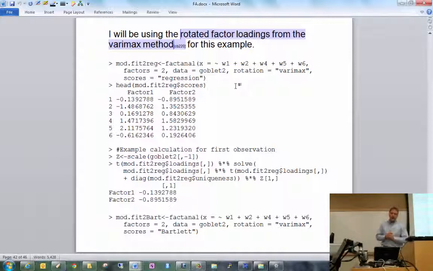Just a quick note before we look at these scores. Note that we've used the factanal function essentially 3 times to estimate what amounts to the same model. In practice, you wouldn't do that. In practice, you would just use this call to the function. I had three different calls because I was trying to illustrate what the function does. Typically, you would only use this particular call. Okay, so for the first observation, common factor 1 has a score of negative 0.139, and common factor number 2 has a score of negative 0.895.